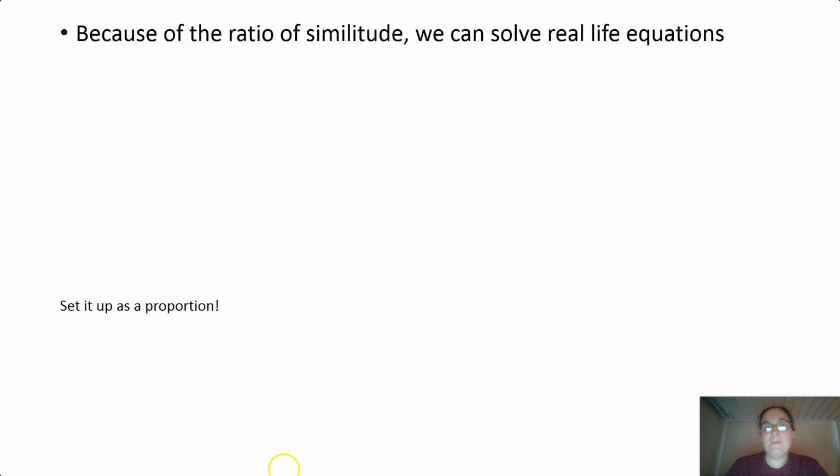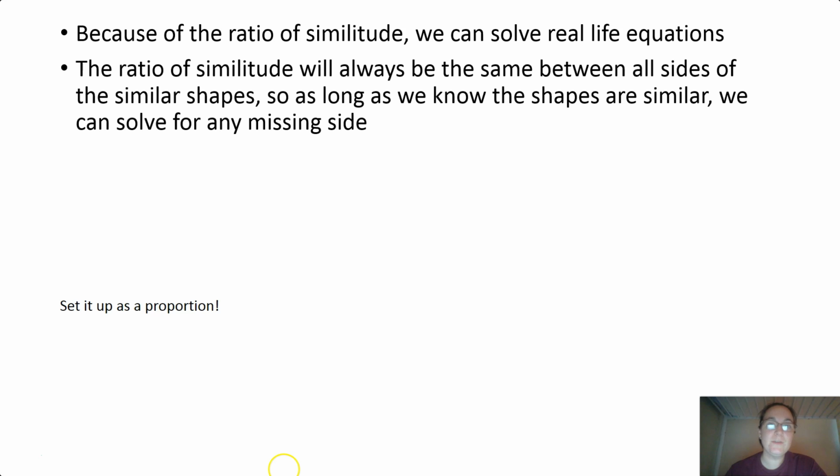Because of the ratio of similitude, we can actually solve real-life equations for these types of problems, and they have been used before, especially when dealing with shadows and sunlight outside. The ratio of similitude will always be the same between all sides of similar shapes. As long as we know the shapes are similar, we can solve for any missing side. And this is true. It's most commonly used in triangles, especially with example D here.